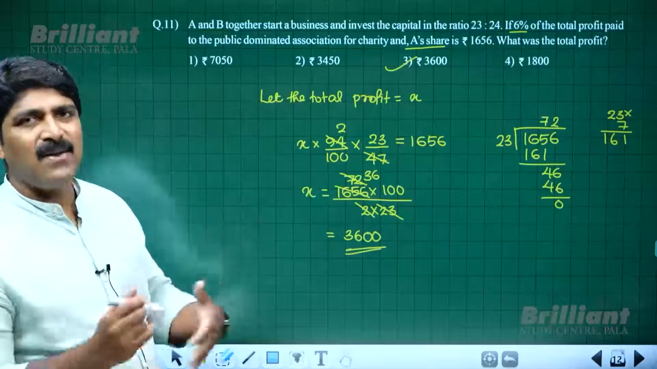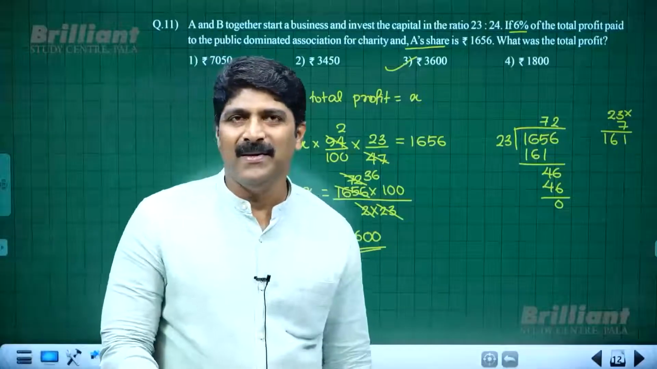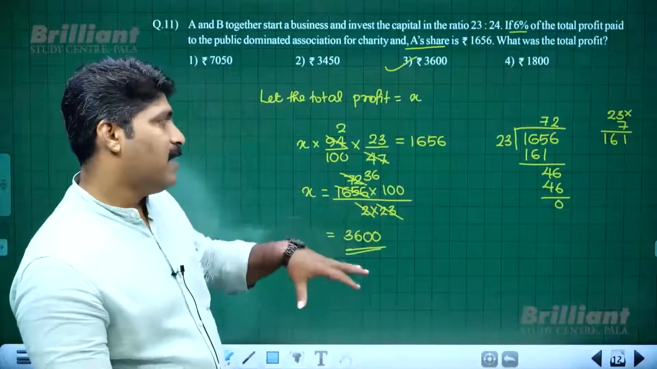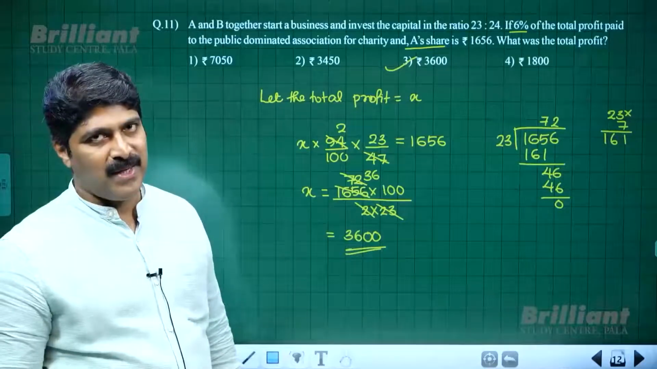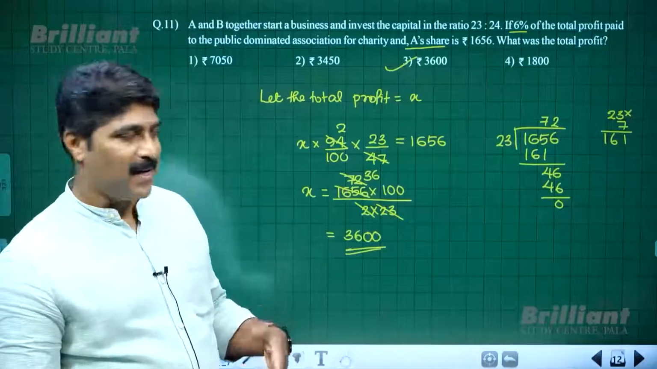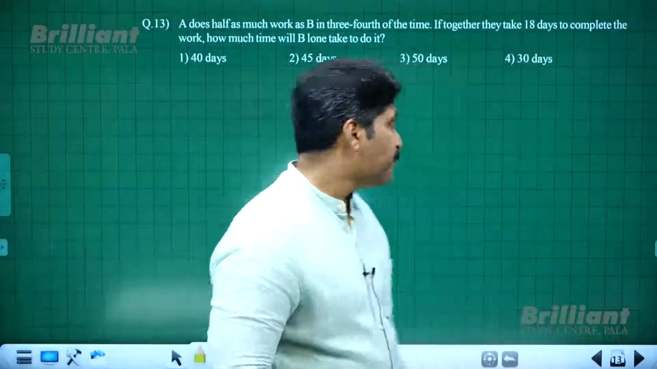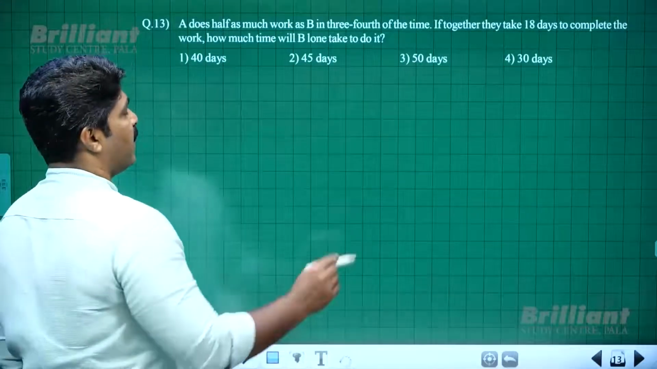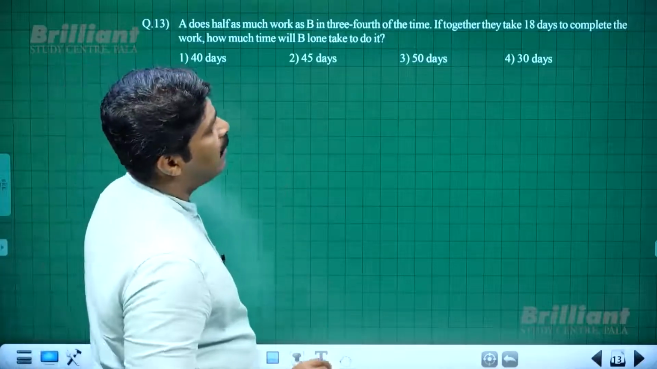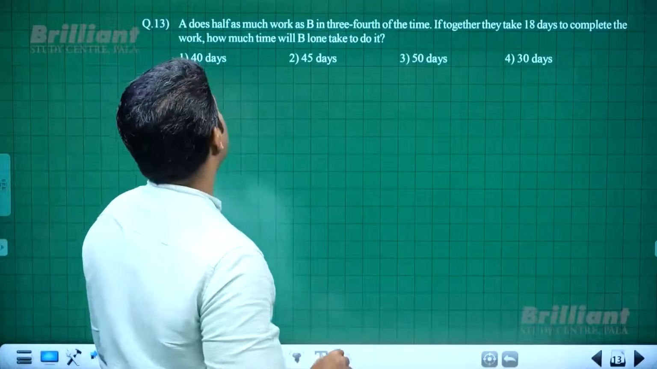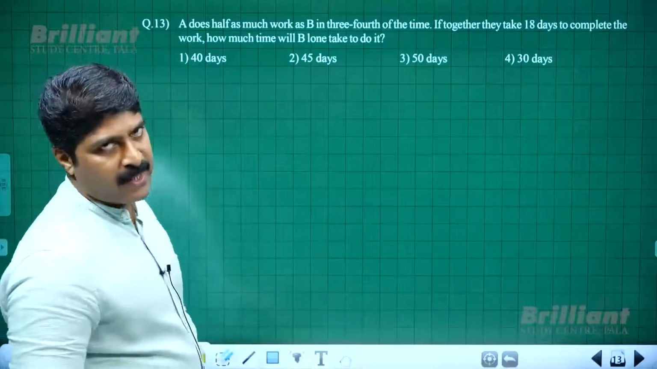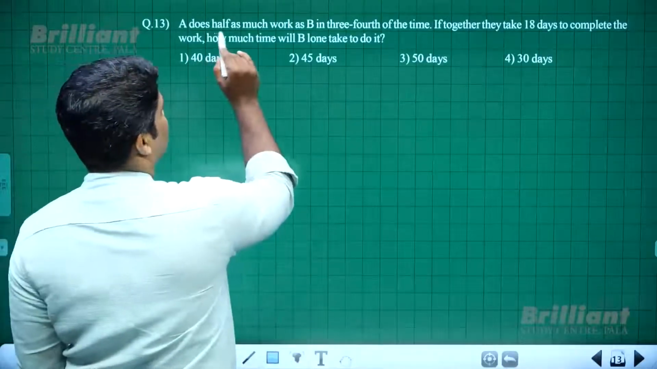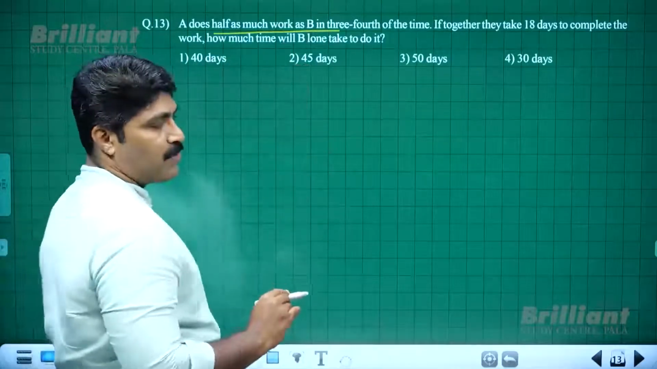So these are all calculative type of questions. Clear? How we can quickly calculate it, that's your numerical understanding. Based on your numerical skill only, you can reach the conclusion easily. And the next one: A does half as much work as B in 3/4 of the time. If together they take 18 days to complete the work, how much time will B alone take to do it? So first we have to consider the relation between the efficiencies of A and B.